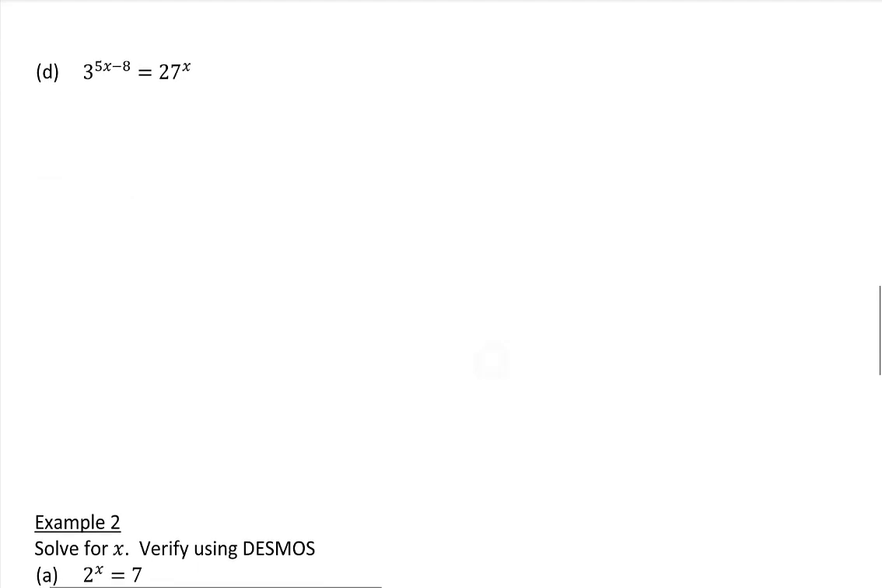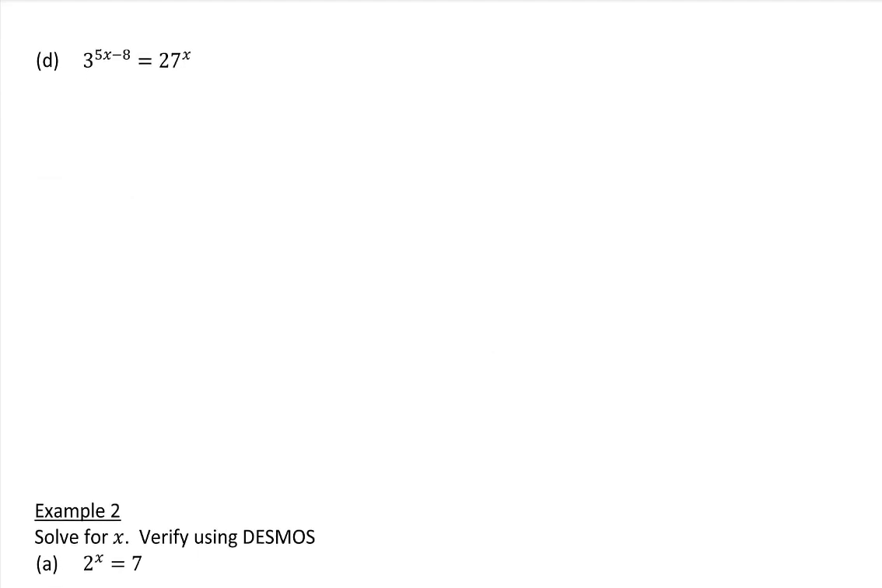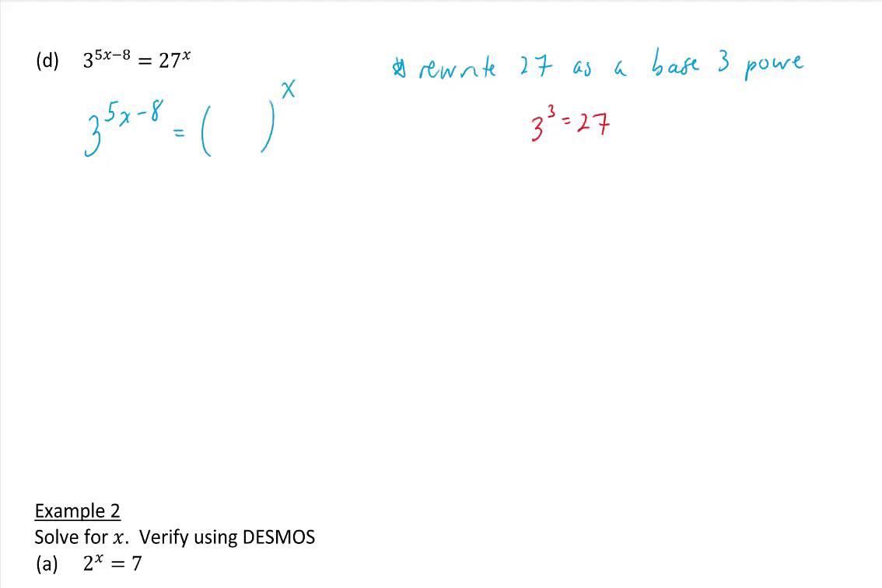So let's do one more. We have 3 to the exponent of 5x minus 8 equals 27 to the x. Again, the bigger number is 27, so I'm going to rewrite 27 as a base 3 number. And there you'd have to guess and check. So 3 squared is 9, 3 cubed equals 27. So this means now I have 3 to the exponent of 5x minus 8 is equal to 27 to the exponent x. Remember, we are rewriting 27 as a base 3. So we put in 3 cubed where the 27 is.